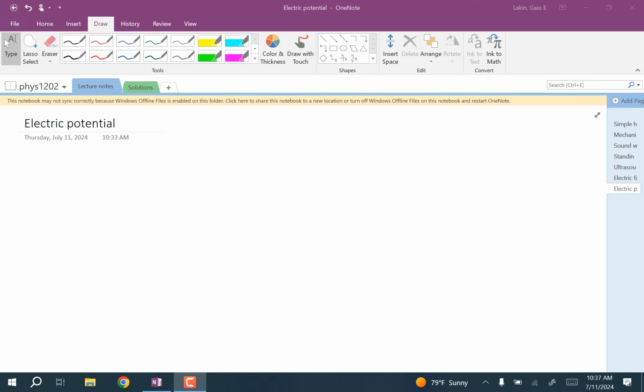Now I'm going to talk about calculating the electric potential and what that means. Just the same way that there's a relationship between the force on a particle and the electric field vector, you know that the force on a charged particle is equal to the electric field vector times the charge of that particle.